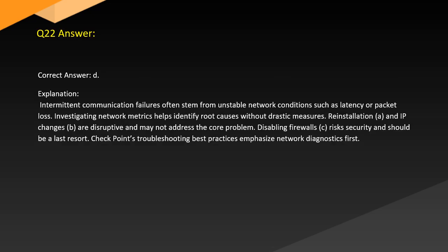Answer. Correct answer: D. Explanation. Intermittent communication failures often stem from unstable network conditions such as latency or packet loss. Investigating network metrics helps identify root causes without drastic measures. Reinstallation and IP changes (A and B) are disruptive and may not address the core problem. Disabling firewalls (C) risks security and should be a last resort. Check Point's troubleshooting best practices: network diagnostics first.